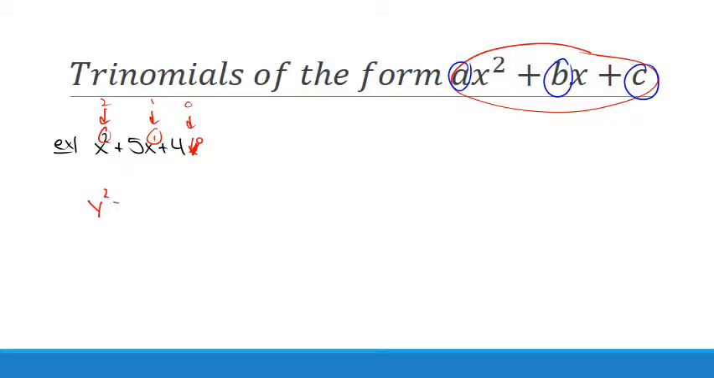Y squared minus 6x plus 5. Now, whoops, I made a mistake. That should be a y as well. You need to make sure you have matching variables, but it doesn't need to be an x every time. And that's what I meant to show you, but then I had an x slip back into my mind.